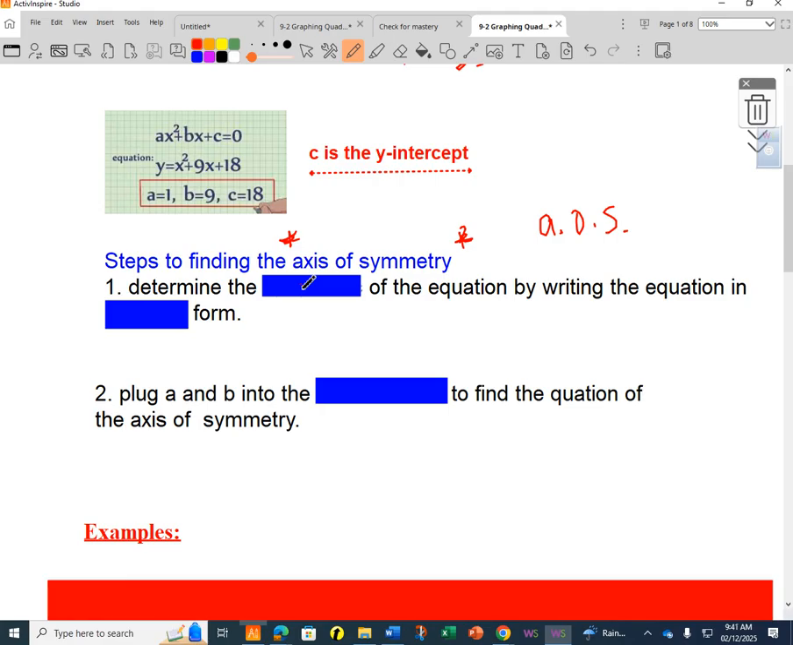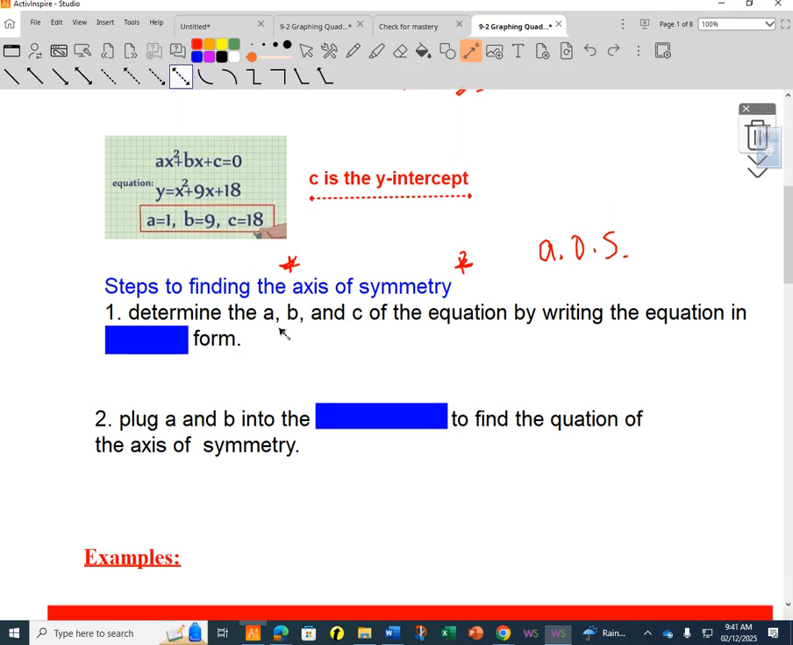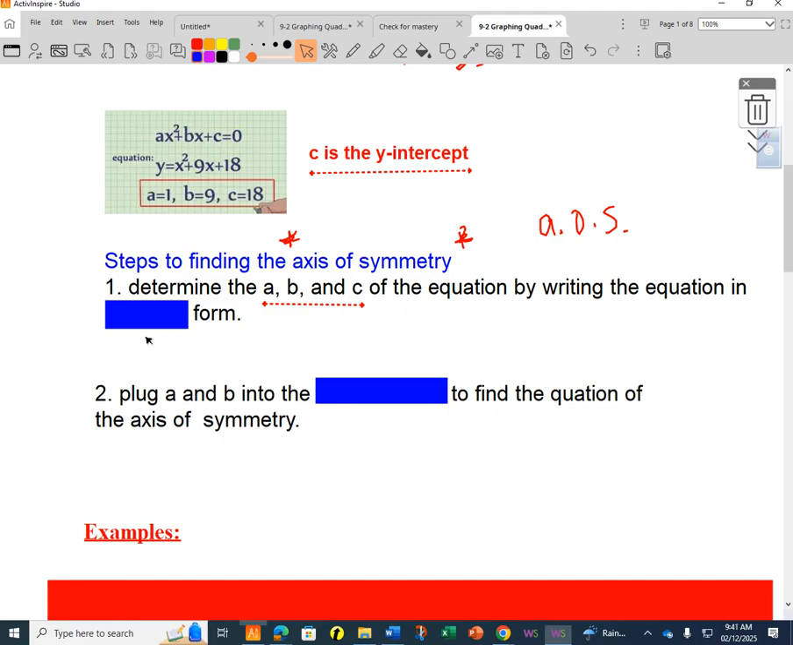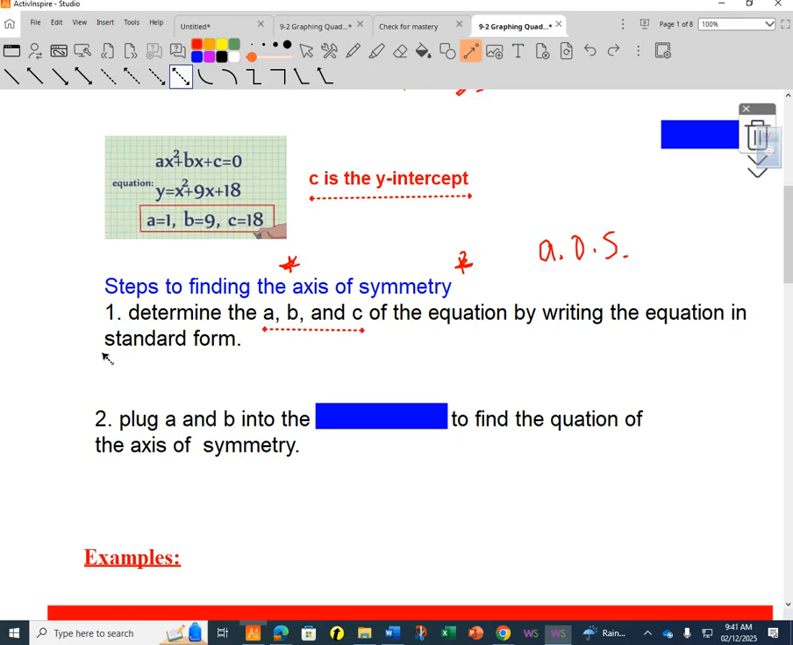So to find the axis of symmetry, the first thing you're going to do is find a, b, and c, and we've been doing that. So you're going to determine the a, b, and c of the quadratic equation by writing it in standard form. Most of yours are going to be in standard form already, but if you have quadratic equations that aren't in standard form, remember, you get all the x terms and the constants on one side, and the y term on the other side. So the x squared term, x term, and constant have to be on one side, and the y has to be on the other side.